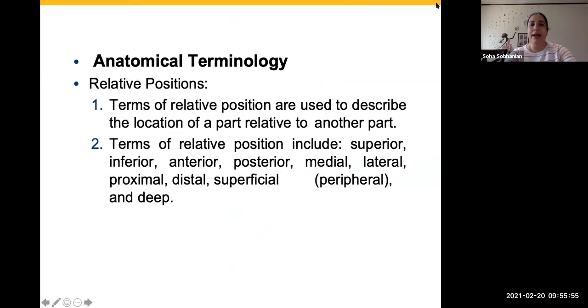Okay, so anatomical terminology. These are terms that you learn in terms of positioning of the organs and their relationship to others. They usually come as paired words, such as front and back, top and bottom, or superior and inferior, or medial and lateral. So they come as paired words, which is what we're going to take a look at right now. I'm just going to show you guys on a picture.